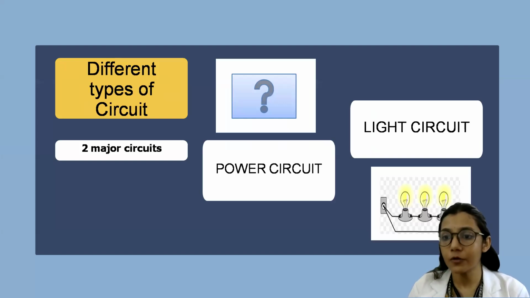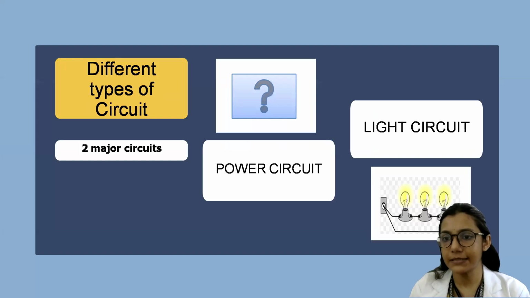When we talk about modalities or home appliances like the fridge and air conditioners, these are power circuits. The power circuits are connected in a different way and the light circuits are connected in a different way. Here I have put an image of only the light circuit and not the power circuit, because you have to tell me what a power circuit will have, but we will discuss it.